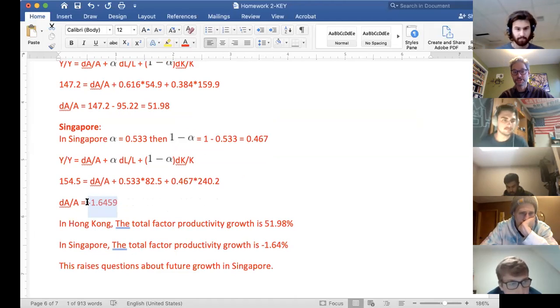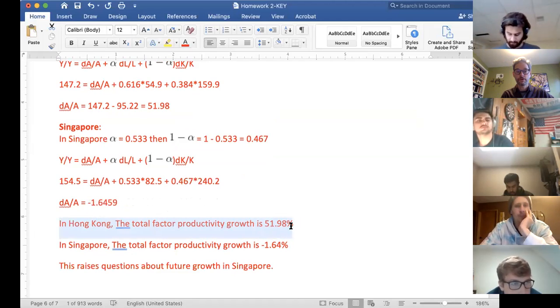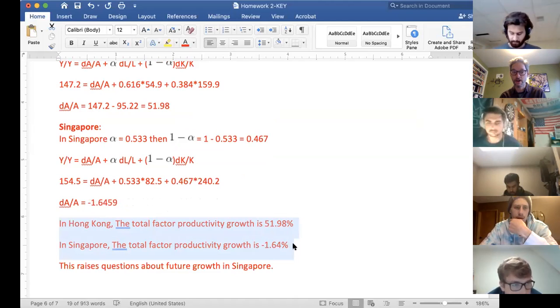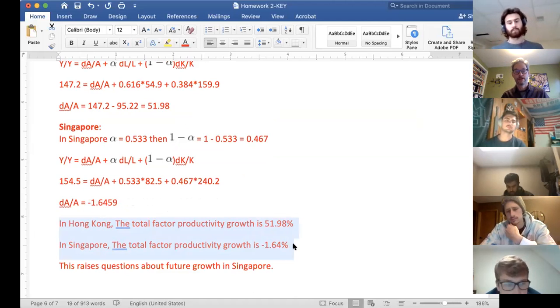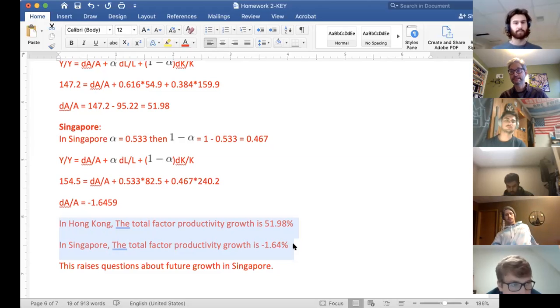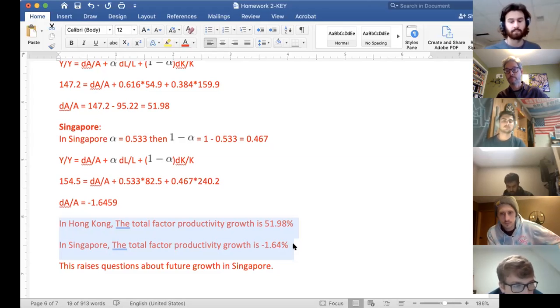That's a real kind of shocking conclusion, that total factor productivity grows 52% in Hong Kong and grows negatively in Singapore. What does that say about the future of growth in Singapore? Worrisome, right? Because this suggests that Singapore is only growing by increasing labor and capital, and if it's only growing that way, it's going to hit diminishing marginal returns very hard. But if Hong Kong is growing because of productivity, that suggests more possibility for longer term growth.